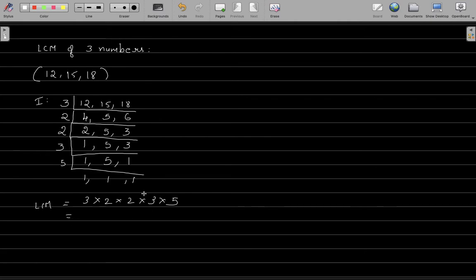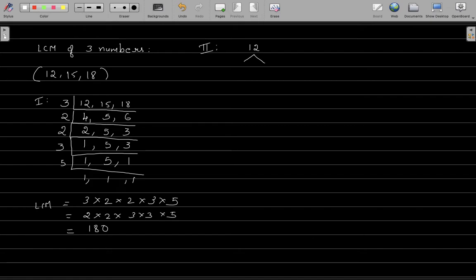Now let me write them in an order, starting with the lowest number first. So it is 2 times 2 times 3 times 3 times 5. That should give you 2 times 2 is 4, 4 times 3 is 12, 12 times 3 times 5 should give you 180. So the LCM of 12, 15 and 18 is 180 when you solved it using the first method. Let me solve this using the second method, which is a method using the factor tree.